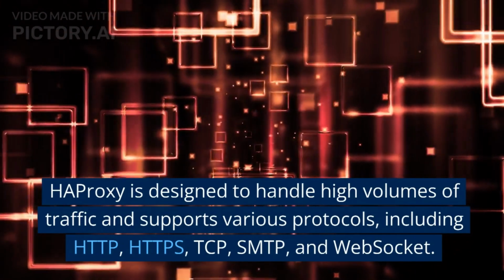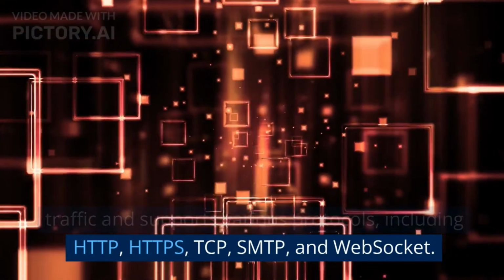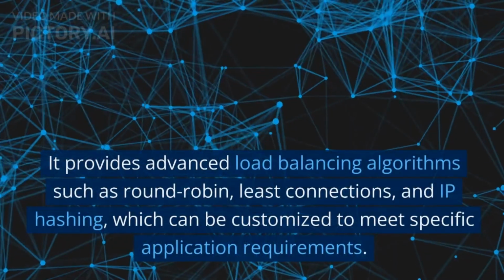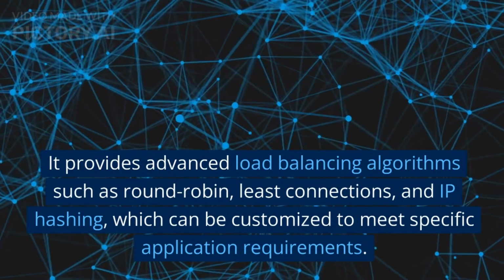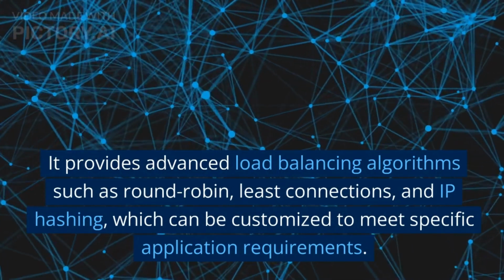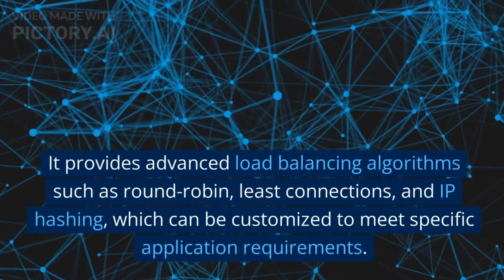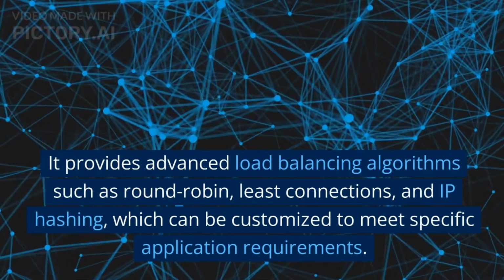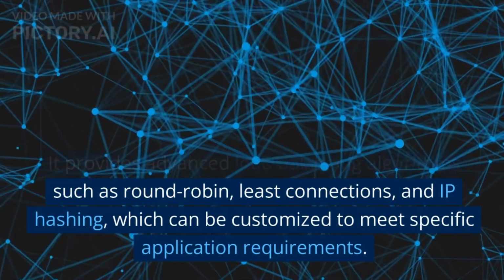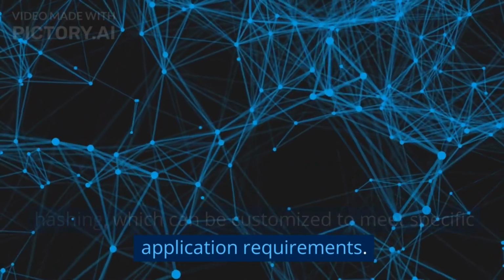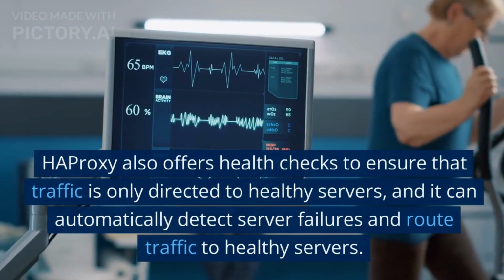It provides advanced load balancing algorithms such as round-robin, least connections, and IP hashing, which can be customized to meet specific application requirements. HAProxy also offers health checks to ensure that traffic is only directed to healthy servers, and it can automatically detect server failures and route traffic to healthy servers.